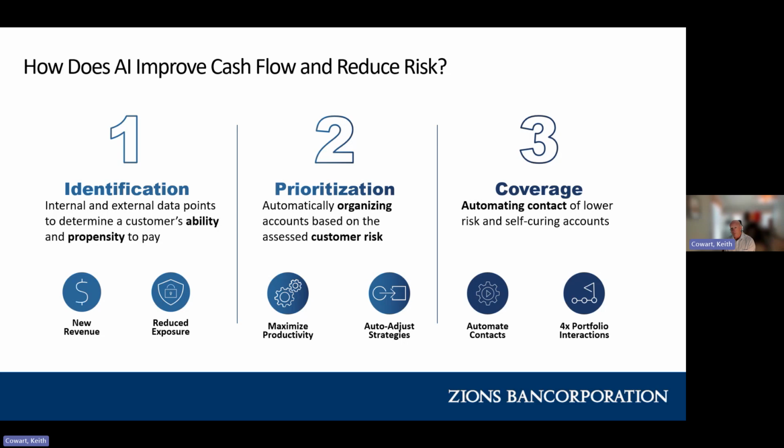And then finally, coverage. So a lot of companies that I work with, that I've talked to, when they're using manual processes, it's very rare for a collector to be able to get through their entire portfolio in a given month. So they're only contacting, generally, again, if it's manual, the oldest invoices or the largest dollar invoices. So being able to automate that contact to some of the lower risk or self-curing accounts allows them to get through their entire portfolio, generally multiple times in a month.